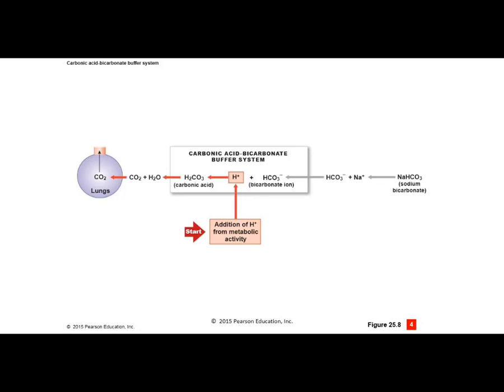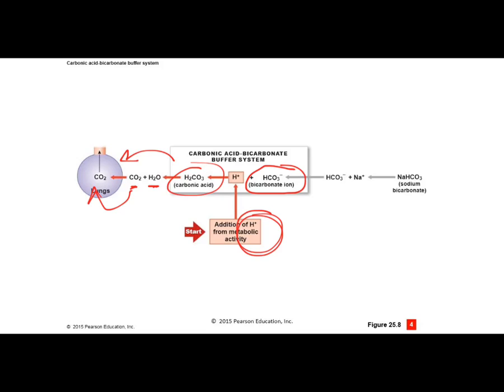So if there's extra H, extra acid being made by your cells, it can be converted. It can jump on with bicarb. There's always bicarb floating around in your blood. And that bicarb can combine with hydrogen to make what? Carbonic acid. That carbonic acid can travel through your blood and head off to the lungs. The carbonic acid can be broken back into its components of CO2 and water. The CO2 is blown off, the water is used in other places.